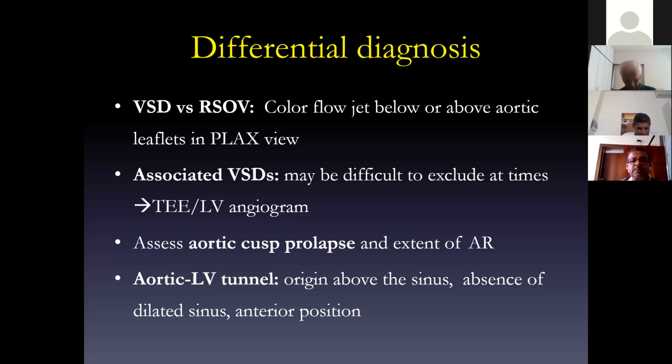Assess the aortic cusp prolapse and the extent of the rupture. This is extremely important. If too much aortic cusp prolapse is happening, whatever the device you put, I think it causes, if there is already existing AR, it will increase the AR. So this is extremely important before planning the procedure.